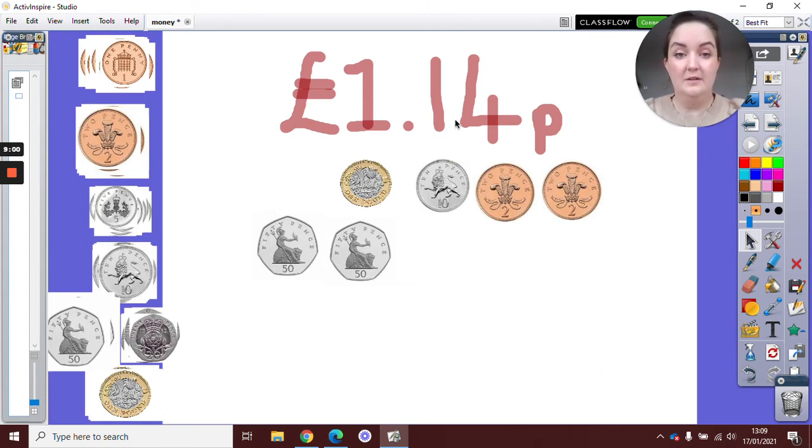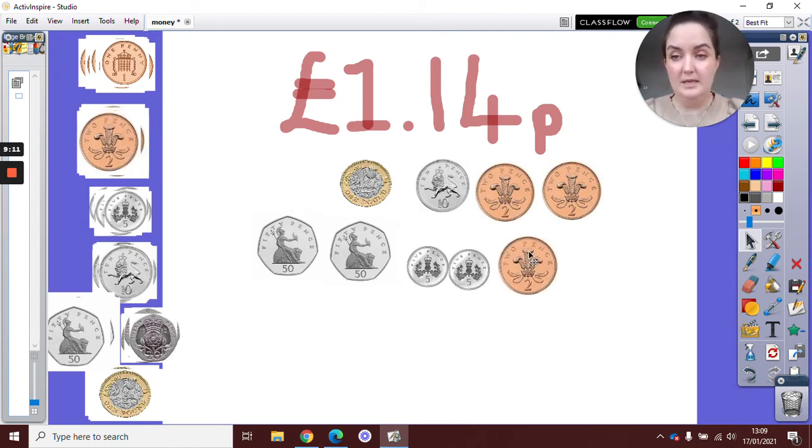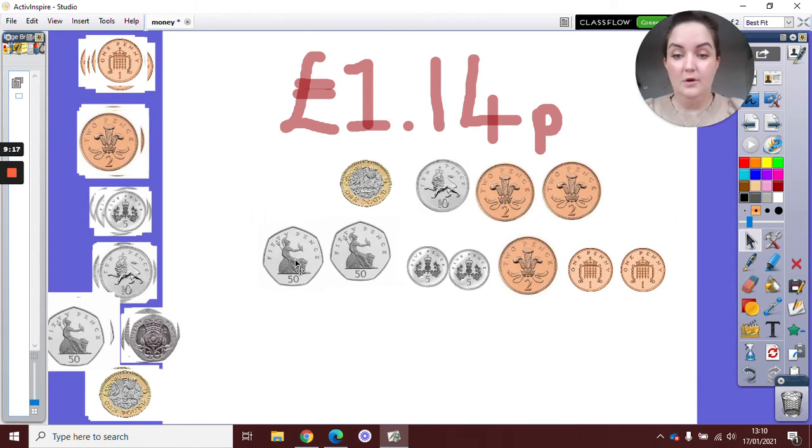So again, I need to make 14p again. I also know 5 add 5 equals 10. And we've got a 2 and a 2. I'm going to make 2p, and then I also know 2 ones make 2. So I've got 50 add 50 is a pound, and then 5 add 5 is 10, add 2 is 12, 13, 14, £1 14. So these coins also make £1 14.